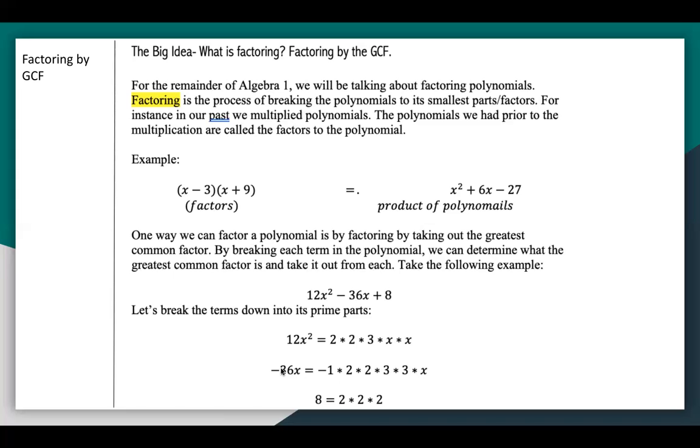Okay, if you wanted to, you could break 36 down to be 4 times 9, but then 4 is broken down to 2 times 2, and 9 is broken down to 3 times 3. And as we said in the previous example, we can break 8 down to be 2 times 2 times 2. And now taking a look at this, what do they all have in common? Well, what they all have in common is one 2, but also a second 2. So the greatest common factor between 12x squared, negative 36x, and 8 is going to be 4.